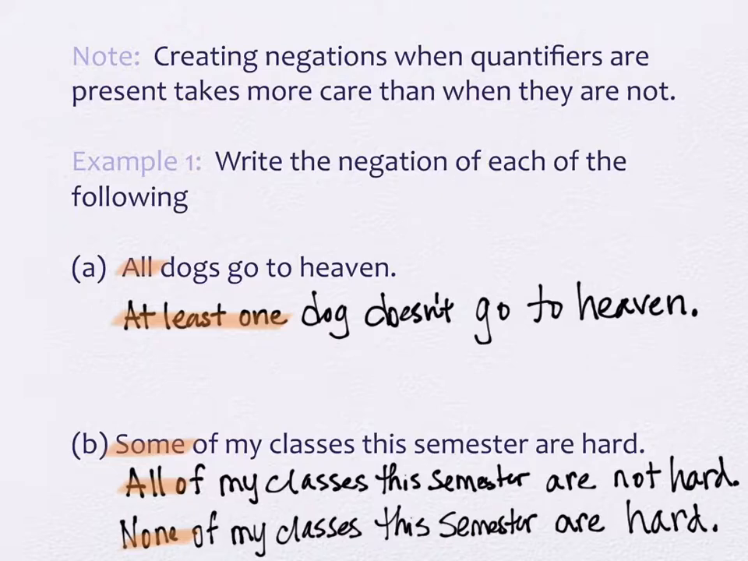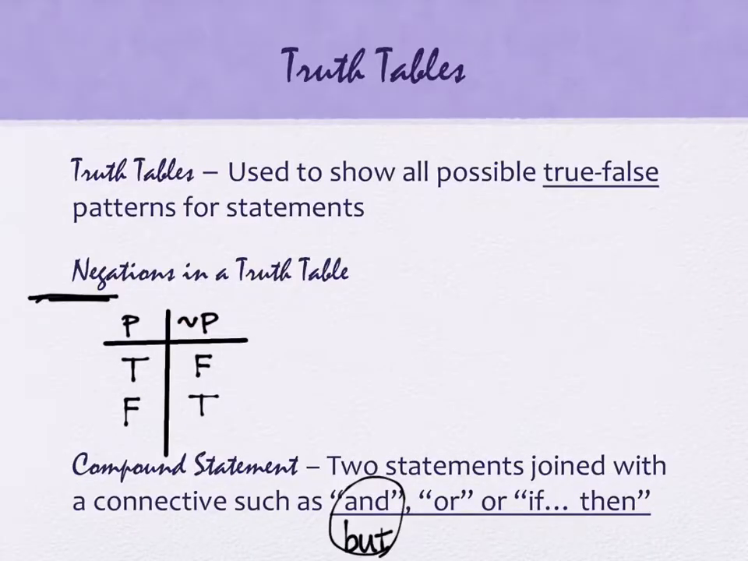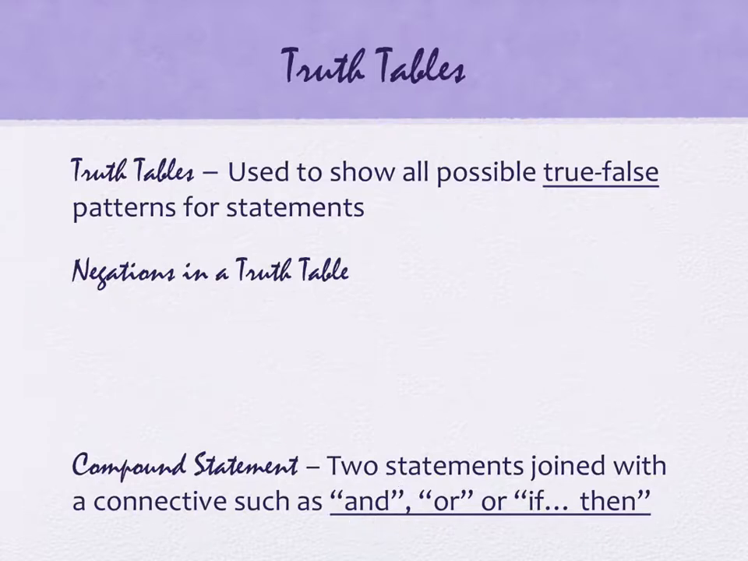Okay, so what we're moving into next are called truth tables. Truth tables allow us to show, hang on a sec. That didn't get cleaned off. Truth tables allow us to show all possible true and false patterns for statements. So we're going to first talk about negations and what that looks like inside of a truth table.